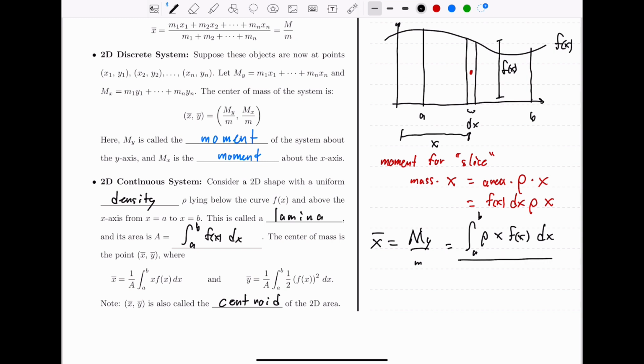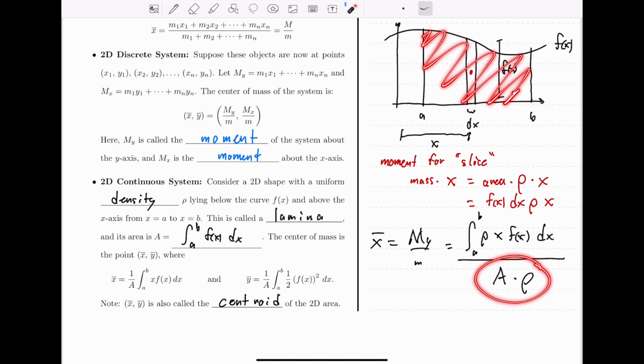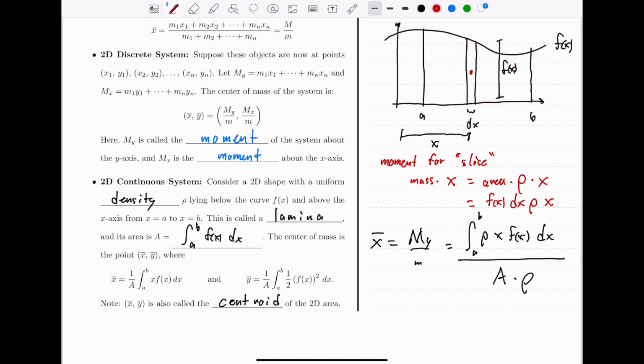Now we divide by the total mass. The mass is the total area of the entire two-dimensional region times the density. So the mass here we can write as the total area, which we've been calling A, times the density. So A times rho is the mass of the entire lamina. That's the denominator. Now notice that the density cancels. Since we have a constant density, the density here simply cancels. So density doesn't matter in the end.